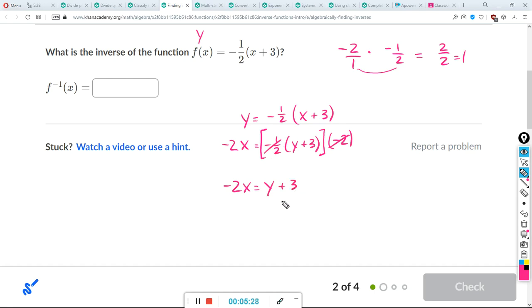Now solving for y, just do minus 3 on both sides. So we have negative 2x minus 3. Bring down your equal sign. Bring down the y. 3 minus 3 cancels. So the new y is negative 2x minus 3. This is our new y, the inverse function. So we just have to write this in the box.